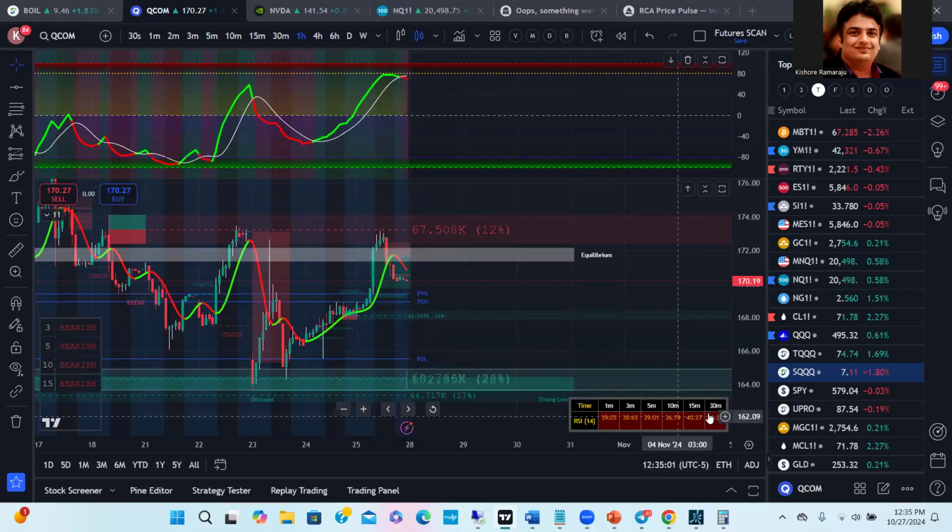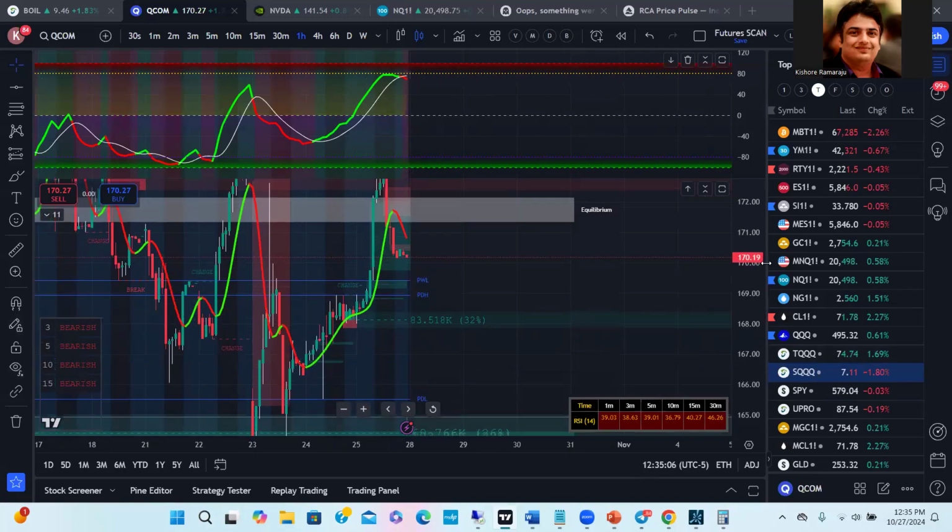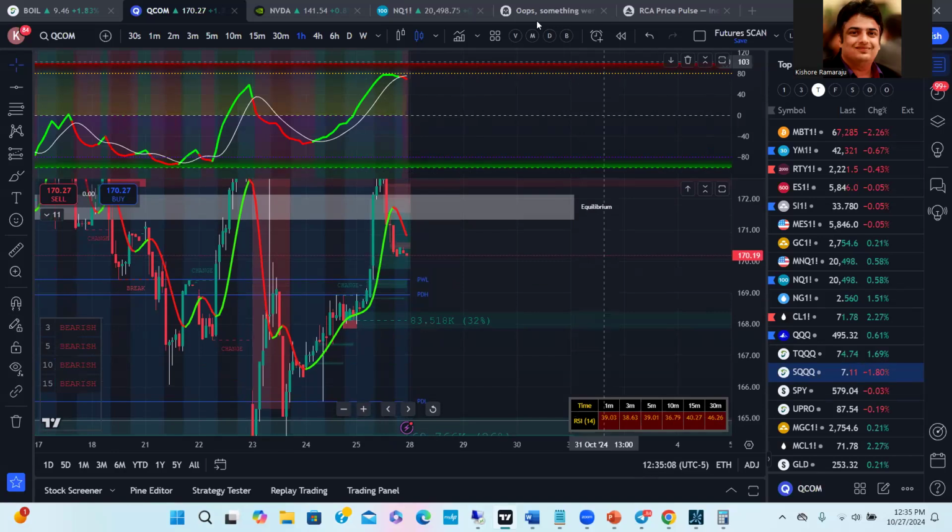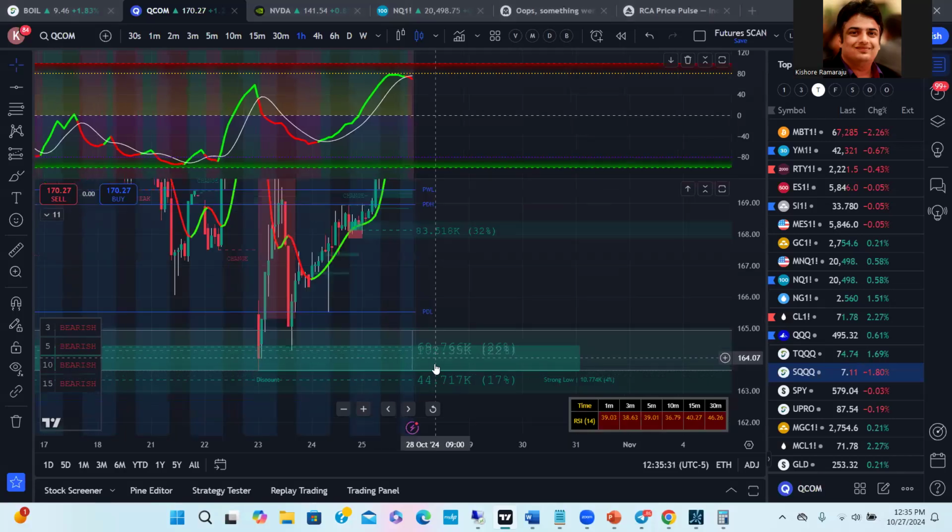Everything is red. Everything is red. That means, where can QCOM come tomorrow? Where do you think QCOM can come? Yeah, minimum 168, right. If it drops further, it may come all the way to 164 also. But your minimum is 168.